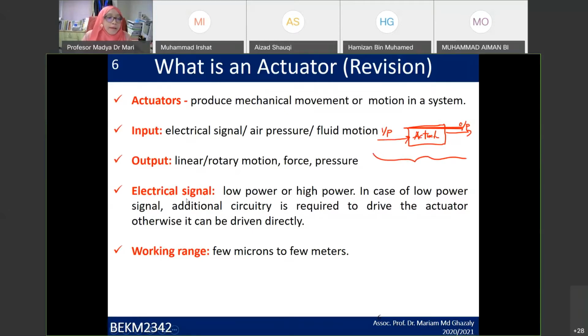And then the electrical signal, if it's low powered or high powered. So you might want to determine if it's low powered or high powered. In the case of low powered, you add an amplifier.